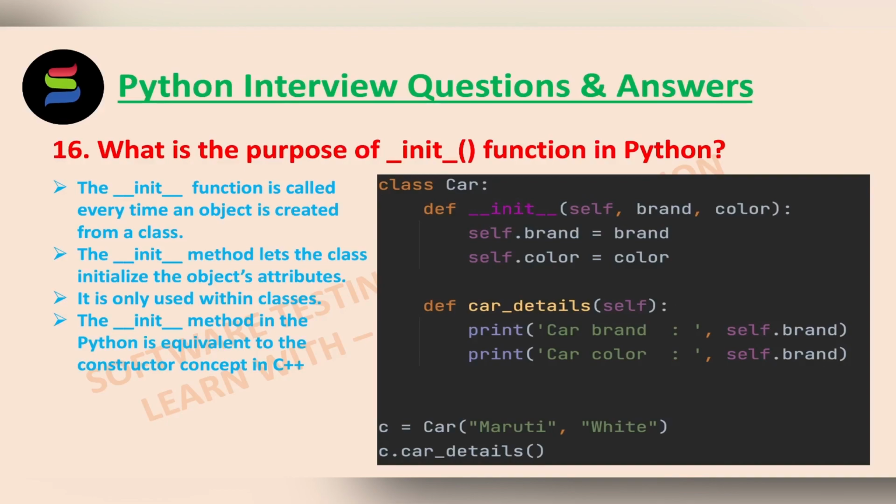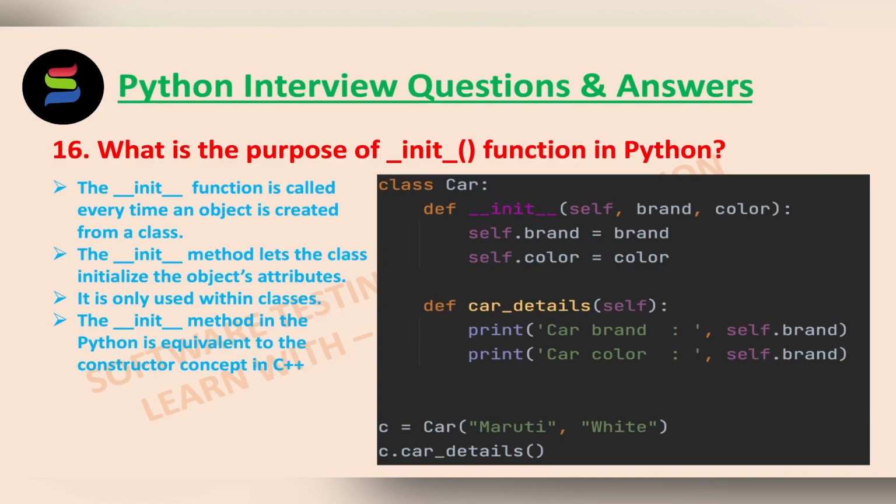So we see here we have a class, that is car class, and then we have used the keyword def to define a function or method, that is init method. Okay, and the init method initializes two attributes, that is brand and color. Then we have created an object as C from car class, and we pass the arguments Maruti and white, okay, which corresponds to the respective parameter of the init method of the class car.